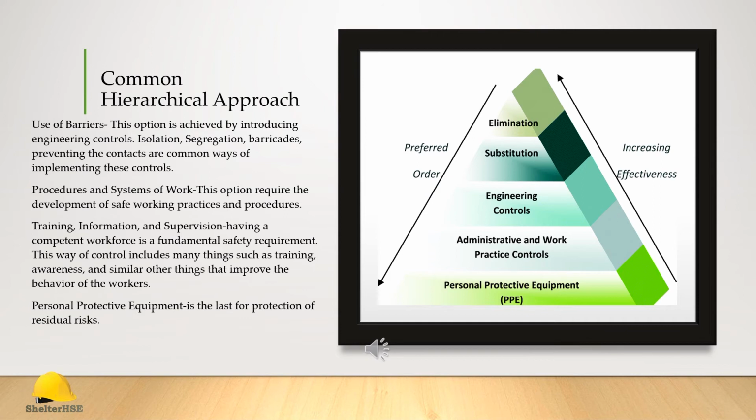Procedures and systems of work. This option requires the development of safe working practices and procedures. Training, information, and supervision. Having a competent workforce is a fundamental safety requirement. This way of control includes many things such as training, awareness, and similar other things that improve the behavior of the workers. Personal protective equipment is the last resort for protection against residual risks.